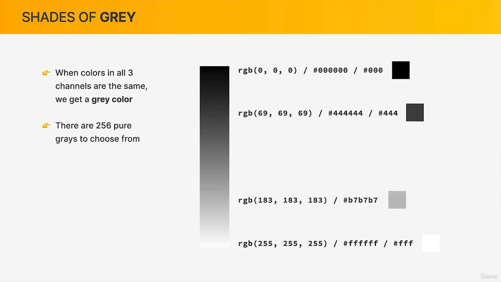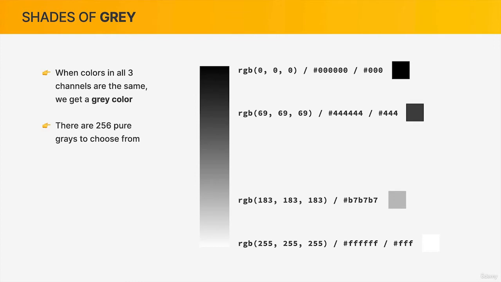And of course, let's take a look at another example. And this one has all the values at 183, and it can be represented as B7, B7, B7. So in the hexadecimal notation, you will see once again that the three pairs here are exactly the same. And so this is the signal that we have, in fact, a gray color.